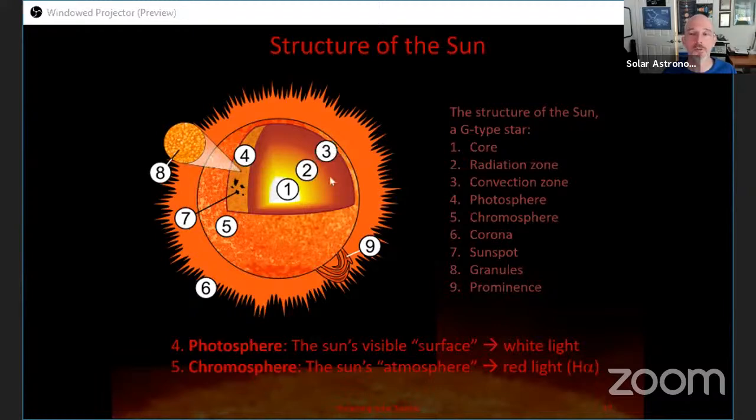Yeah, and then layer four is the photosphere that we've talked about already. Five is the chromosphere, that's the atmosphere of the sun, and six is the corona. And then there are structures called sunspots. We'll talk about those a little bit more in a moment. And granules we'll also visit in a future slide. And prominences we've already talked about and actually seen a little bit in our real-time view today, right? A prominence is this loop or arc of energized hydrogen that's following strong magnetic field lines.